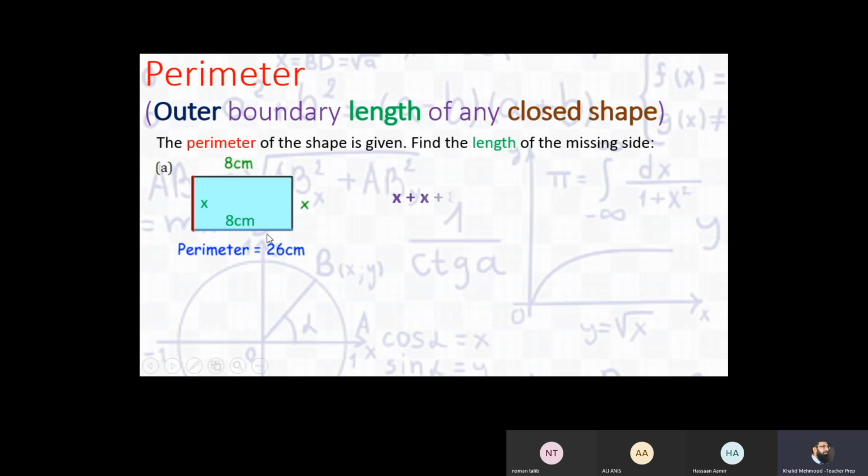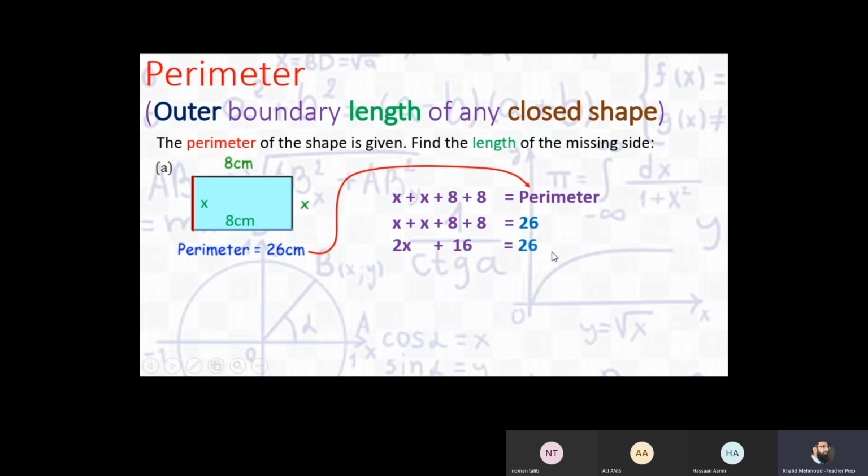We say that the perimeter is x plus x plus 8 plus 8. But we know the perimeter length, so in place of the perimeter, we'll write 26. So x plus x plus 8 plus 8 is equal to 26. Now 2x plus 16, because variables are added with variables and numbers are added with numbers, is equal to 26.